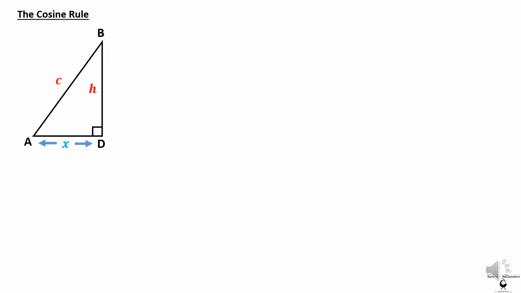So I'm going to start by bringing in a right angle triangle. Remember, the cosine rule has to deal with angles or triangles in a non-90 degree. But for the sake of proving this, I'm going to do the following.